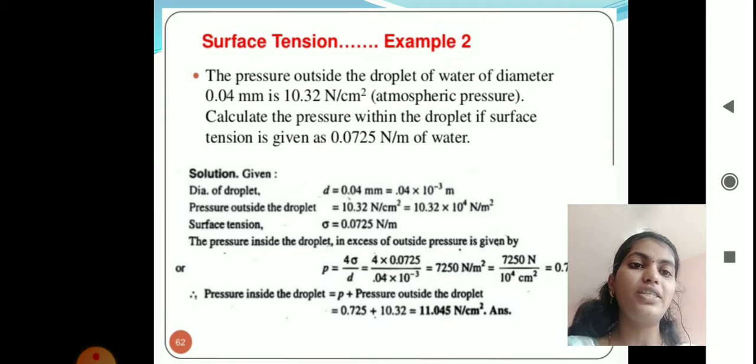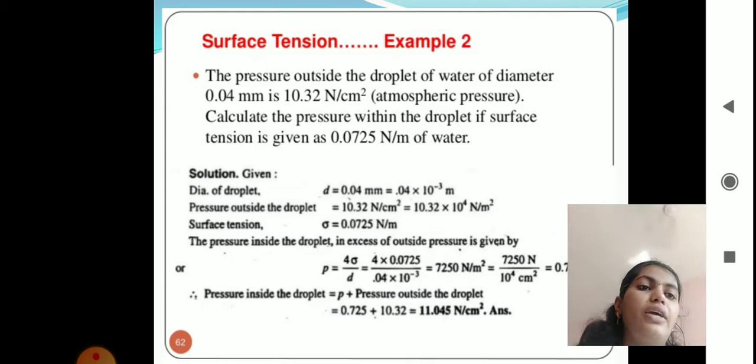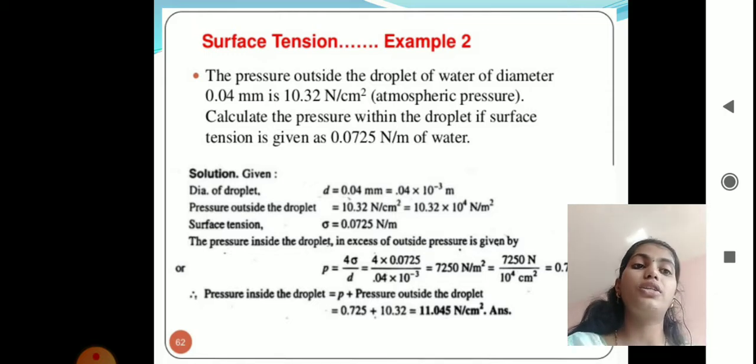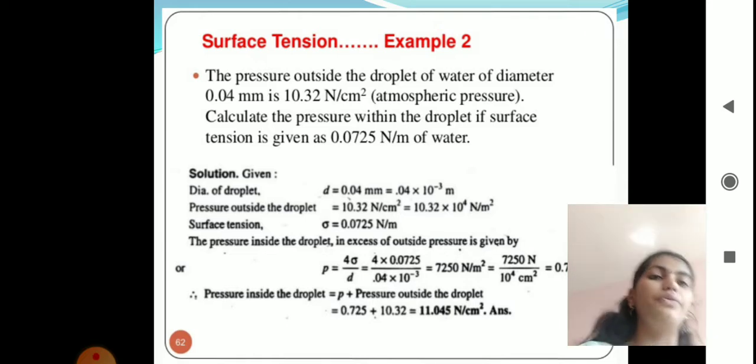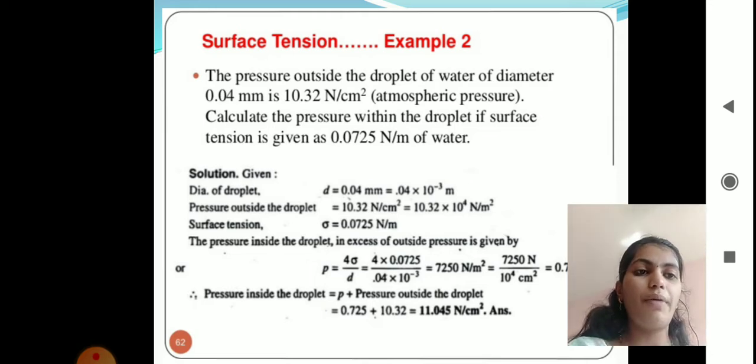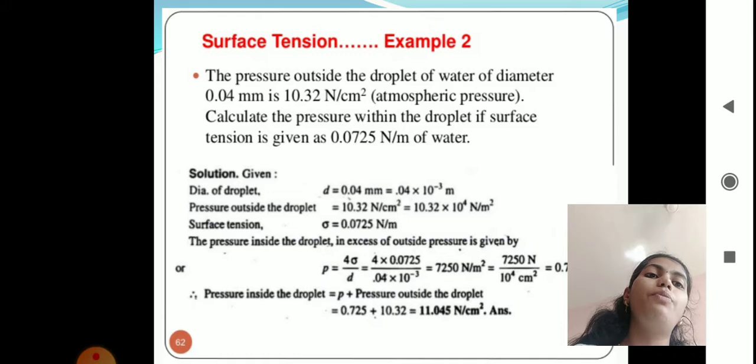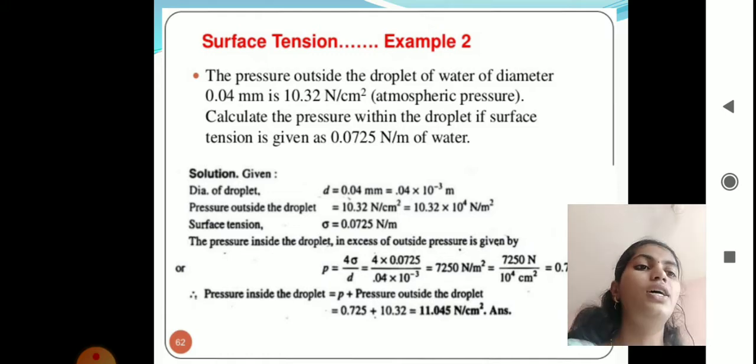Then our formula for pressure is 4 sigma divided by d. In our original formula there is a radius, but here the diameter is given. Because of that, our original formula 2 sigma over r has the numerator and denominator both multiplied by 2, so we get 4 sigma upon d. Now all the given values are put into the equation, and the final answer is 11.05 Newton per centimeter square.